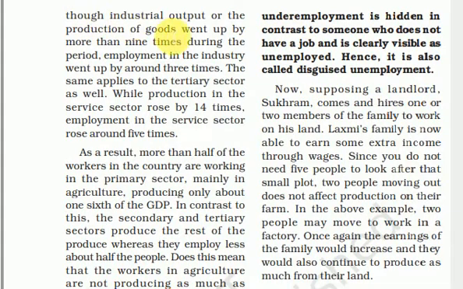Though industrial output, or the production of goods, went up more than 9 times during that period, employment in industry went up around 3 times. So production increased 9 times in industries, but employment increased 3 times. What is the reason? The same applies to the tertiary sector, as while production in the service sector rose 14 times, employment in the service sector rose around 5 times.